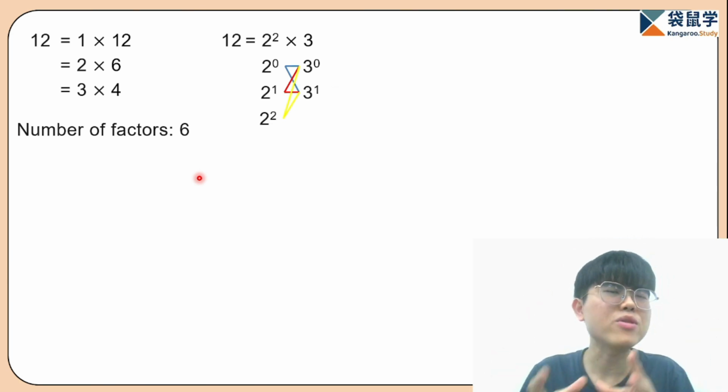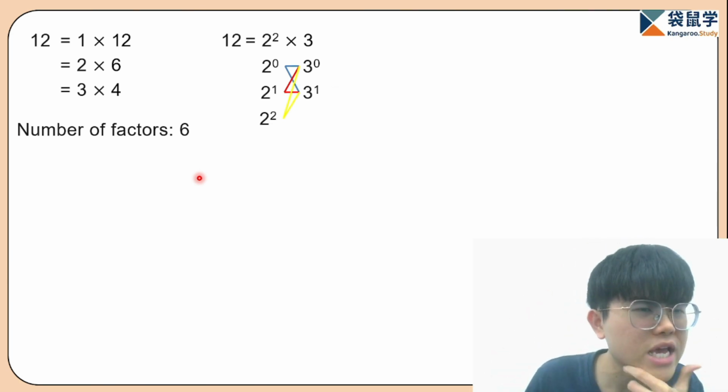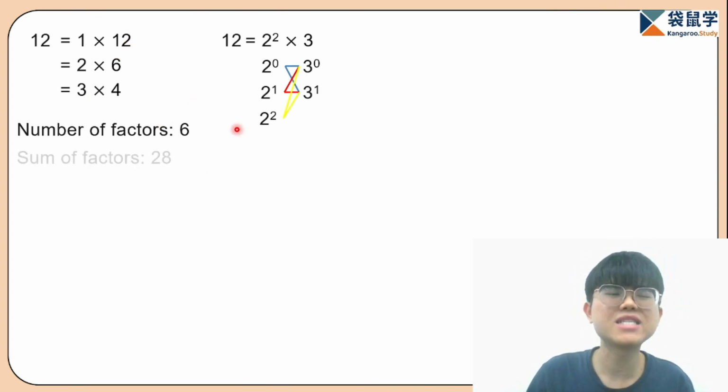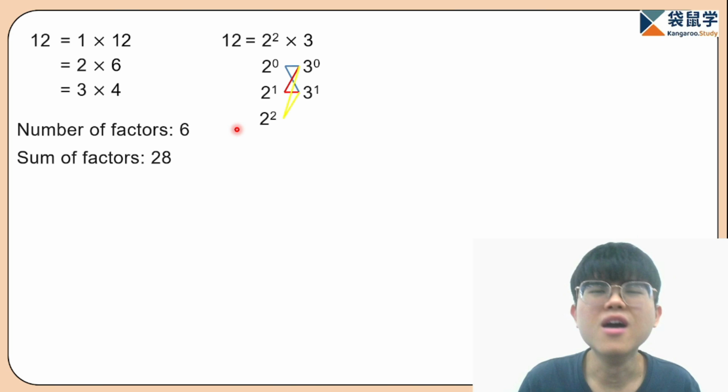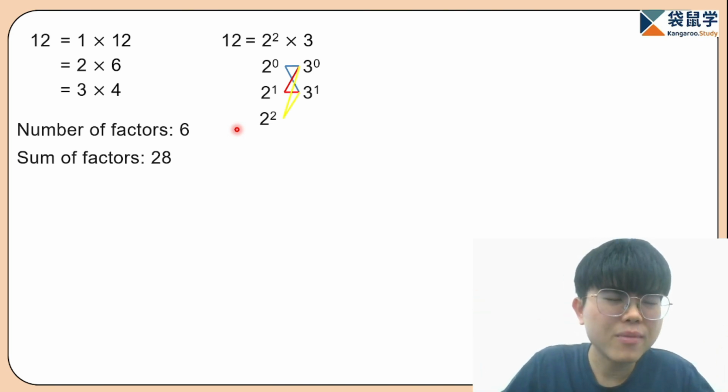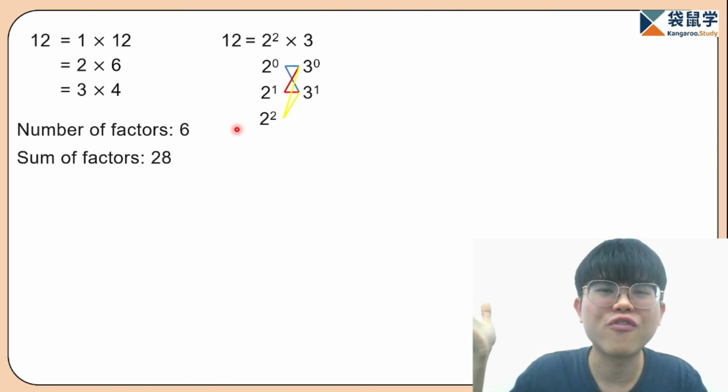we also talk about the sum of factors, right? In this case, what will be the sum of factors? We just add them all together. The sum of factors will just be 28. Again, 12 is a small number. But what if we have a big number? How do you find out the sum of factors?